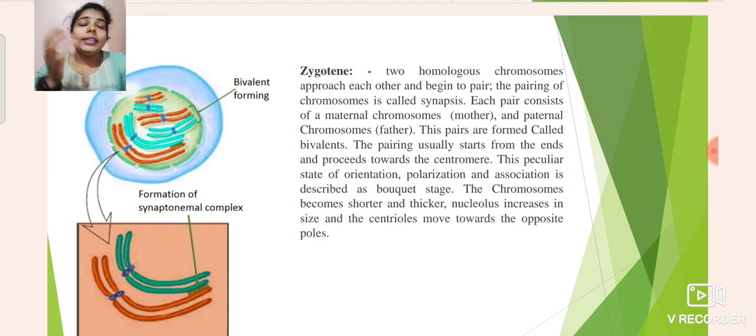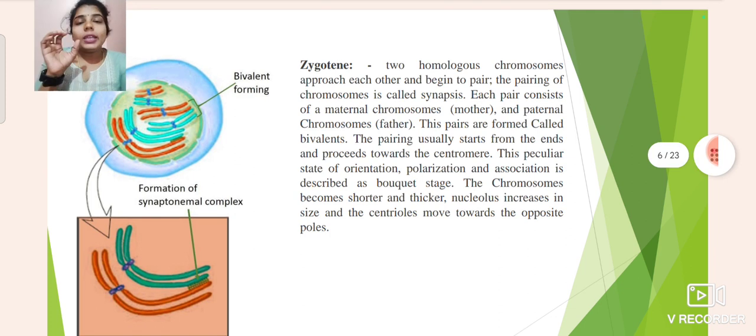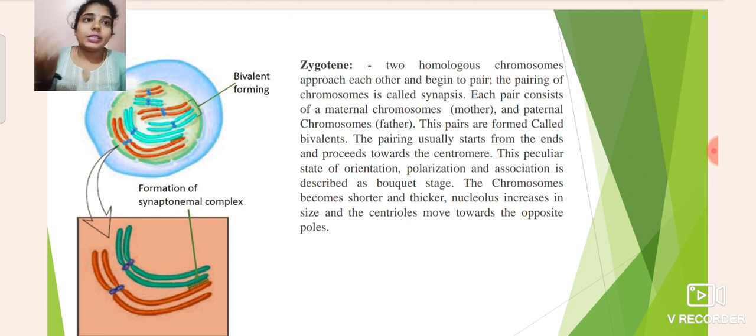Here in the zygotene, the chromosomes become shorter, densely stained, and coiled. In the leptotene, the chromosomes were very long, thin, and lightly stained. But in the zygotene, the chromosomes shorten, coil, and are densely coiled.